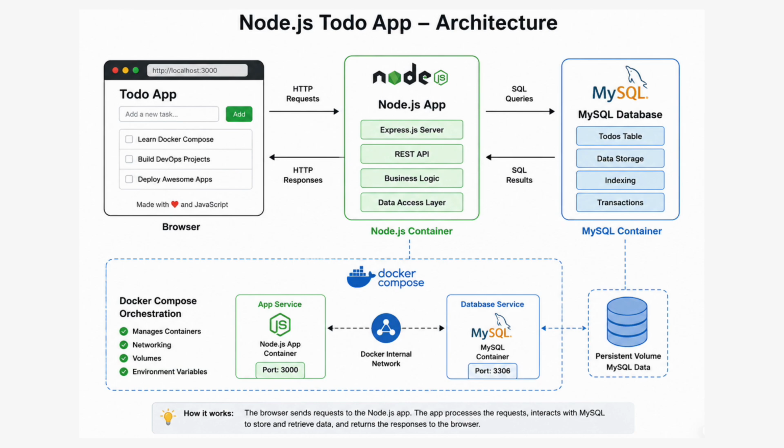In this example, we'll run a Node.js application and a MySQL database together inside the same Docker Compose environment. We'll also learn how containers communicate automatically, how Docker Compose orchestrates multiple services, and how modern containerized applications are structured.